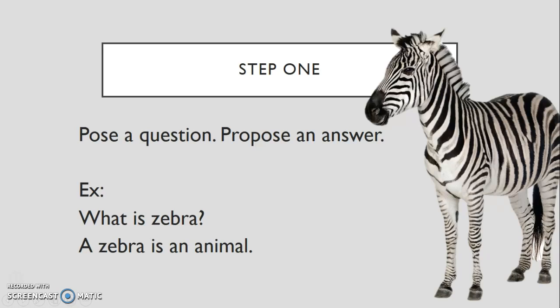So there's a couple steps to the Socratic seminar. The first one being that you want to propose a question and an answer. I've included an example here. What is a zebra? And here's a possible answer that a student might give. Well, it's a simple answer, but it's true nonetheless. A zebra is an animal. But is that as true as we can get?